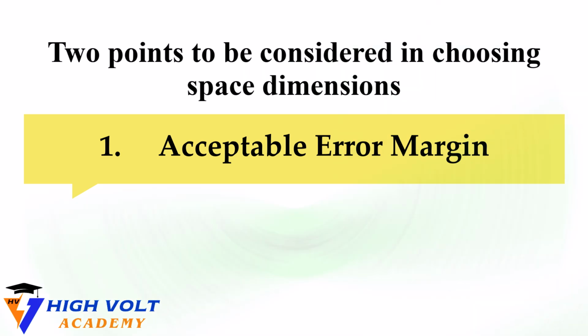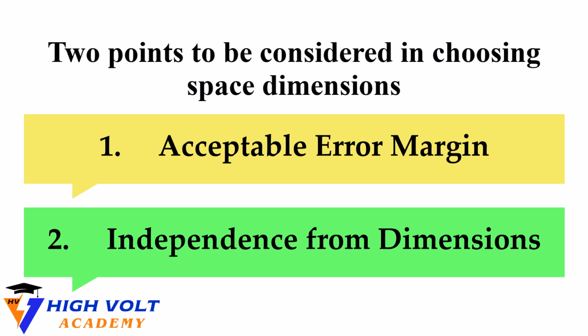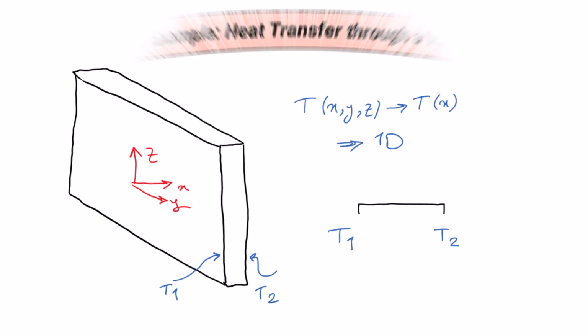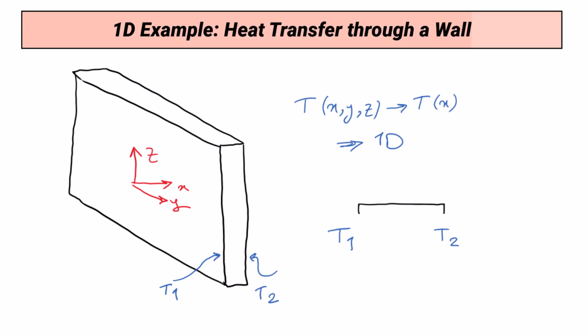And second, if the problem's variable doesn't depend on one of the dimensions, simplifying is a good choice. For example, if moving along a certain direction doesn't change the variable, reducing the dimension is feasible. Let's look at some examples which I have drawn previously.